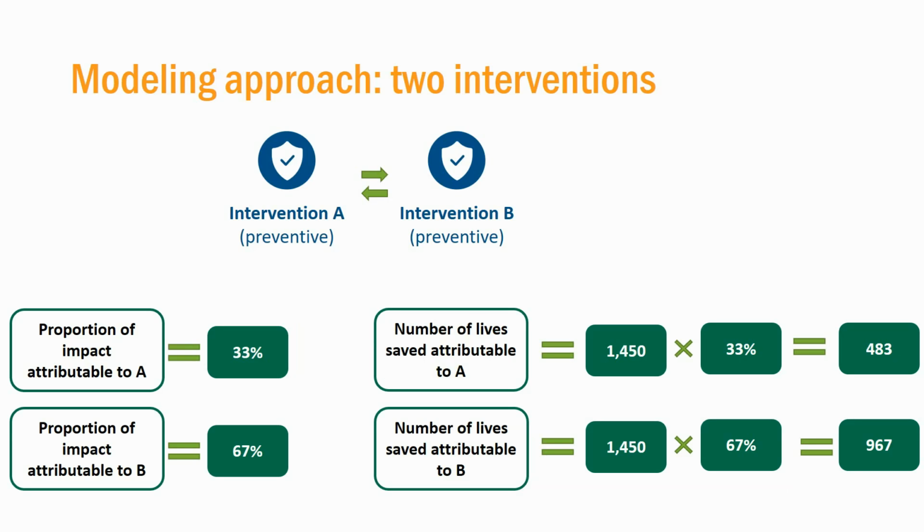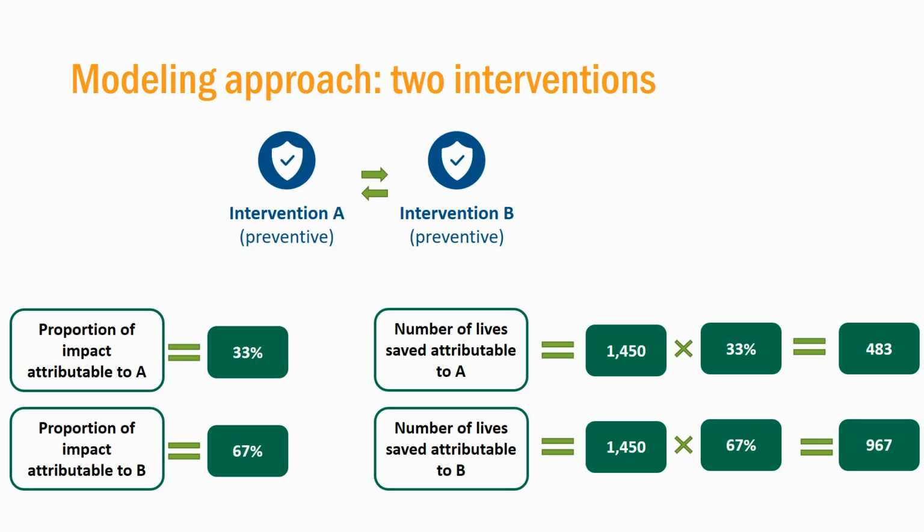Because they're, well, you could calculate the same for B, but since in this case we're only looking at 2 interventions, we can just subtract from 100%. So the proportion of impact attributable to B is 67%. And now if you want to calculate the number of lives that are attributable to A and B respectively, we go back to the sum of the impact of A and B that we'd calculated earlier, so that 1,450, and we multiply it by that 33% or that 67% for A and B respectively.